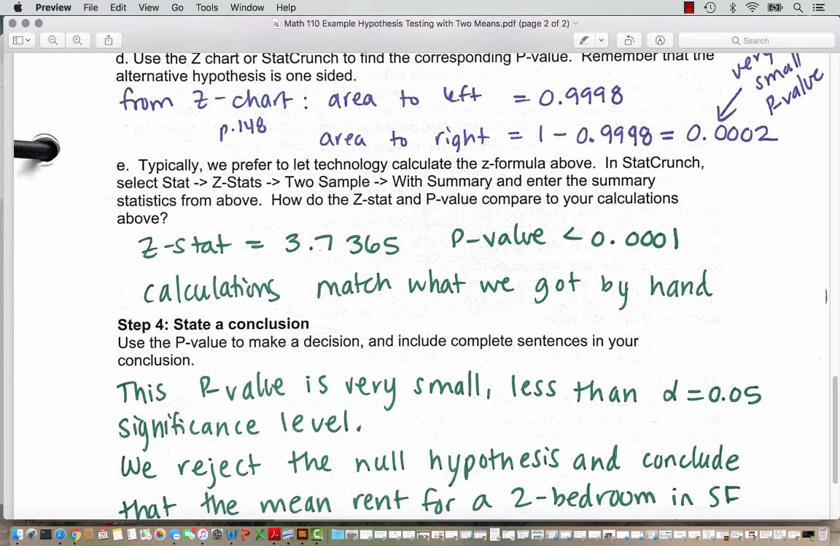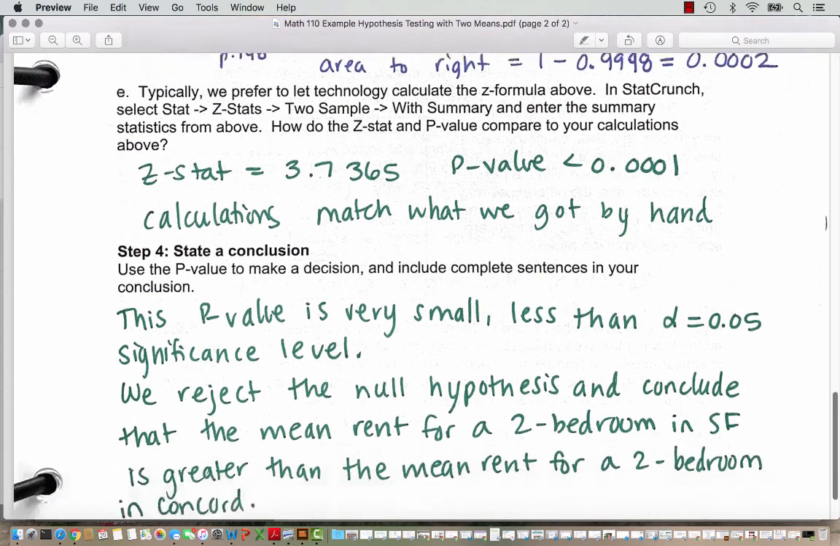Okay, so be good to yourself and use StatCrunch. You won't need to do anything by hand for me. You've shown me already that you are good at subtracting and dividing and working those formulas with the square roots. So go ahead and outsource that to technology.